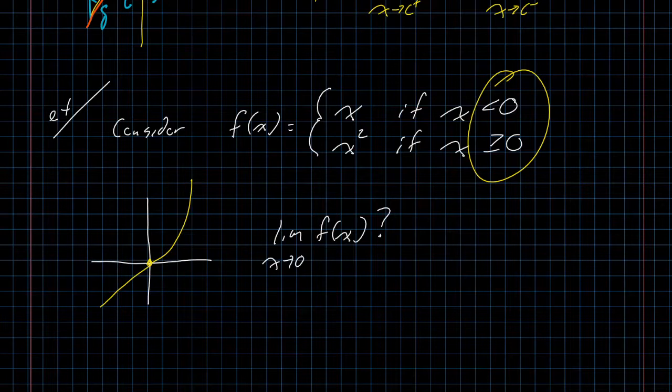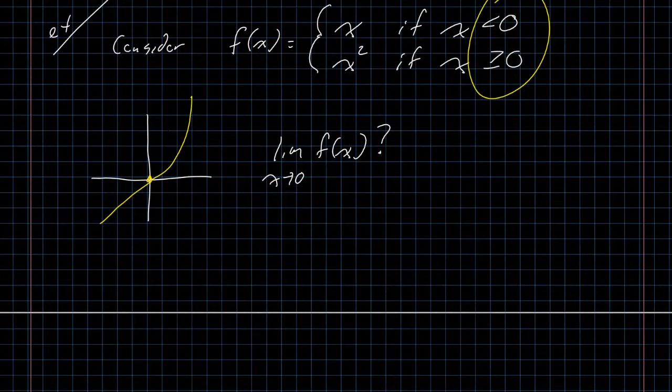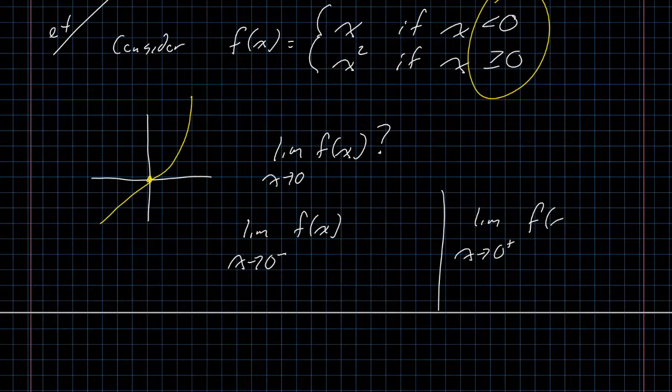So if I want to take the limit of this function at that point where things are changing, I should look at it as a one-sided limit. I should look separately at the limit as x approaches 0 from the left of f of x, and I should look at the limit as x approaches 0 from the right of f of x.